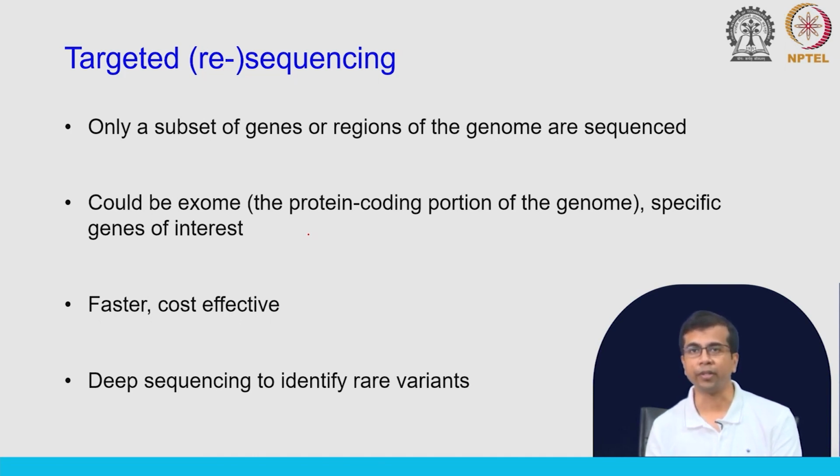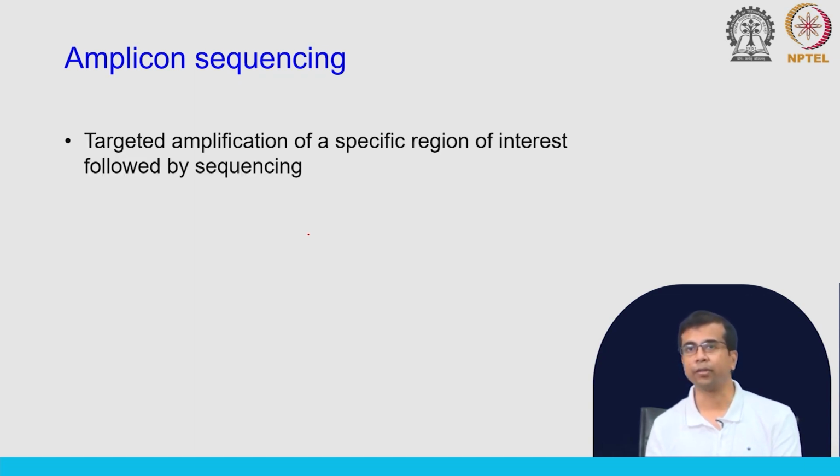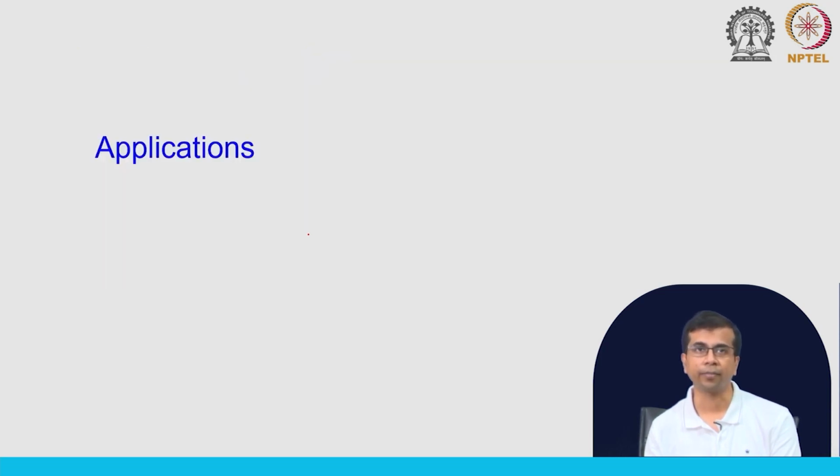So, once you do deep sequencing, you can identify this rare variant in the populations. Similarly, there is a related term which is called amplicon sequencing. This is again related to targeted resequencing, where we amplify only a specific region of interest and then we sequence that region. Again, this is a focused analysis. We are looking at only 1 to 2 genes maybe, or a small segment of the genome, and we do deep sequencing. So, this again helps in getting to the rare variants.